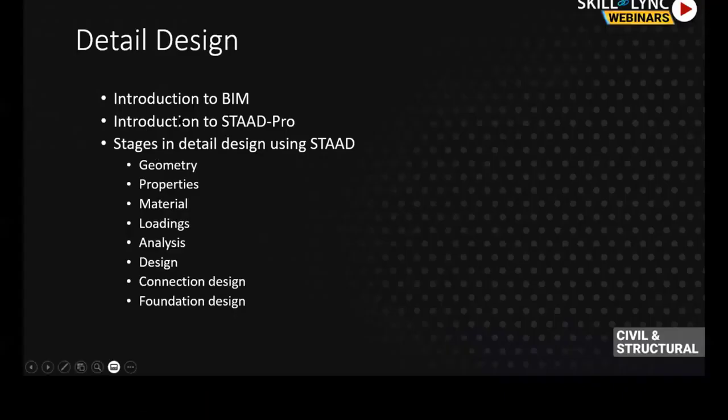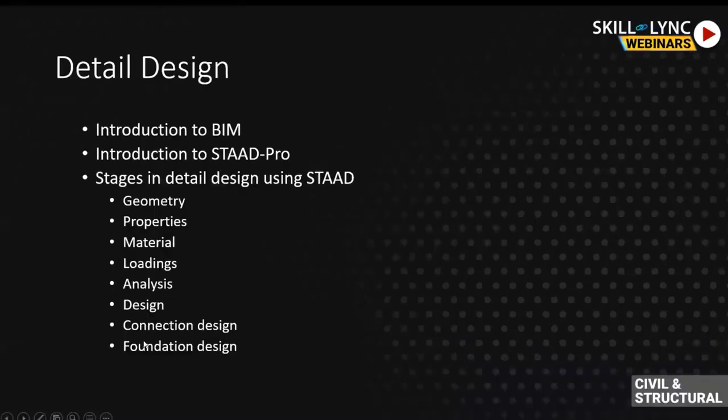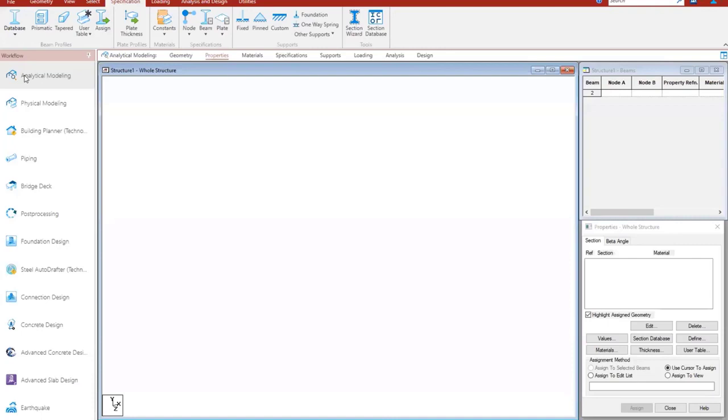So we talked about STAAD Pro. What we need to do in STAAD is geometry and properties. These are the heads that you should keep in mind and go one by one. If you're going one by one on these, your design is gonna be okay. So first we start here.